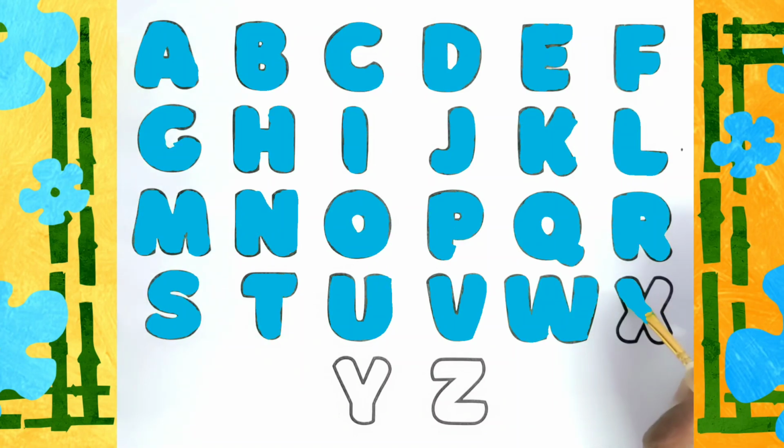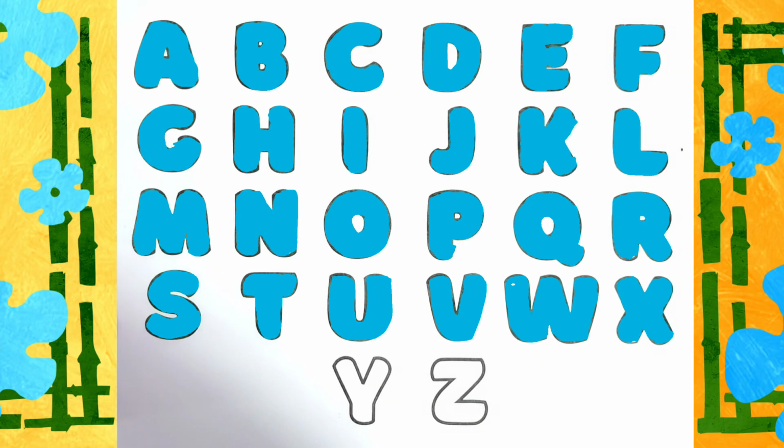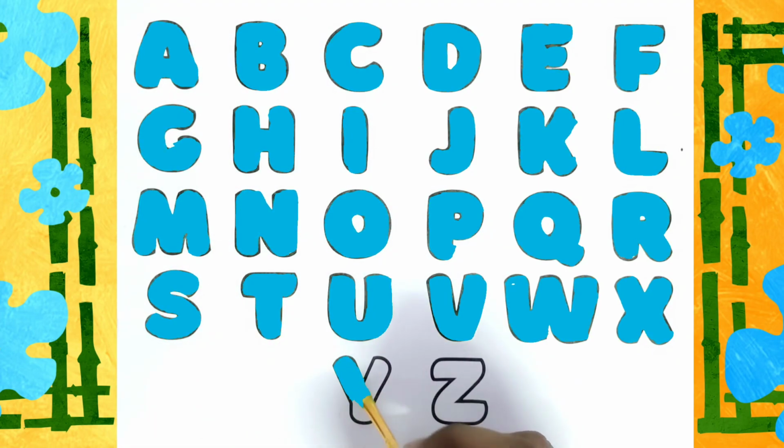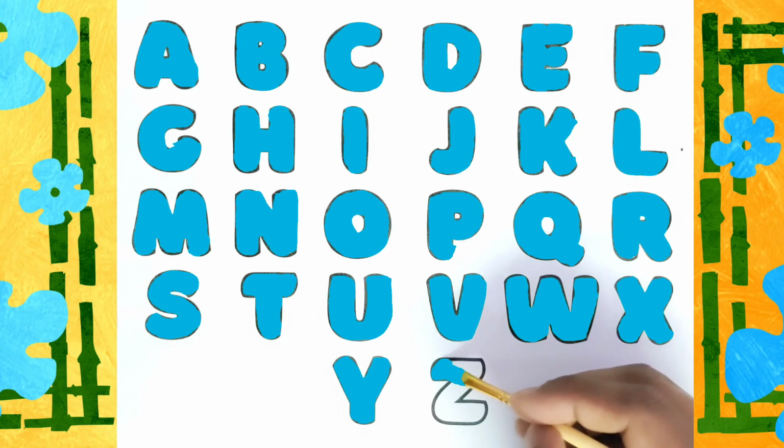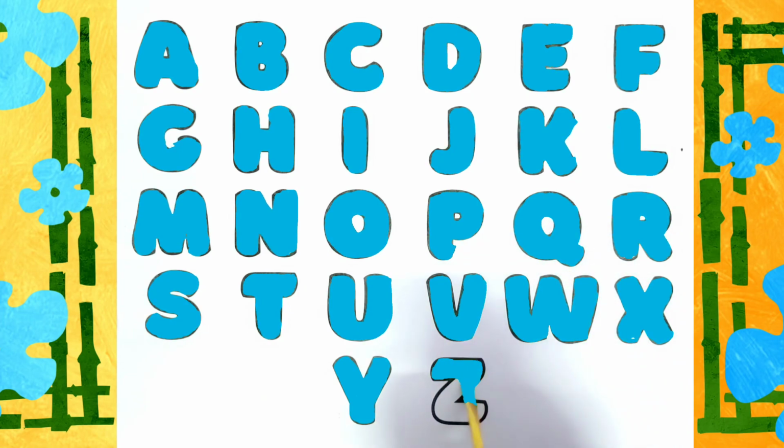X for Xmas. This is Y. Y for yo-yo. This is Z. Z for zebra.